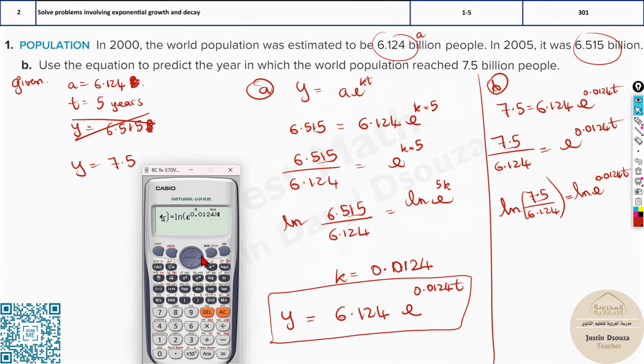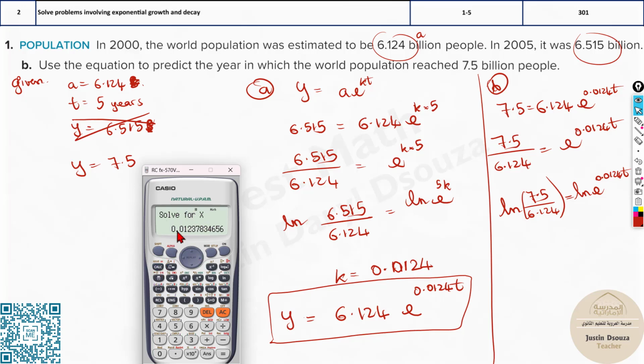The t is written as the variable x. You cannot put t or y. You have to use this variable x only. Don't use the other variables, because when you shift and solve, it doesn't give you the answer. Only x can be solved in the calculator, and that's shift and solve.